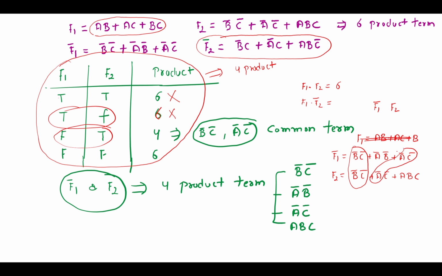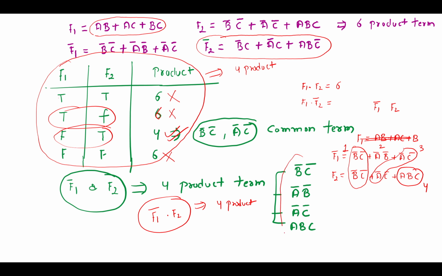Okay, so common term you consider only one. So this is first product term, this is second product term, this is third product term, and this is one more product term. So total four product terms are possible here. Okay, so that function is very helpful. Means here f1 bar and f2. This function provides you four product terms. Okay, this function provided you four product terms, and here this is also useless.